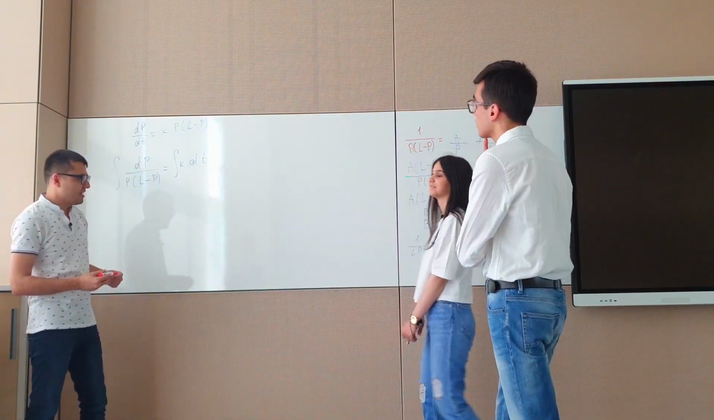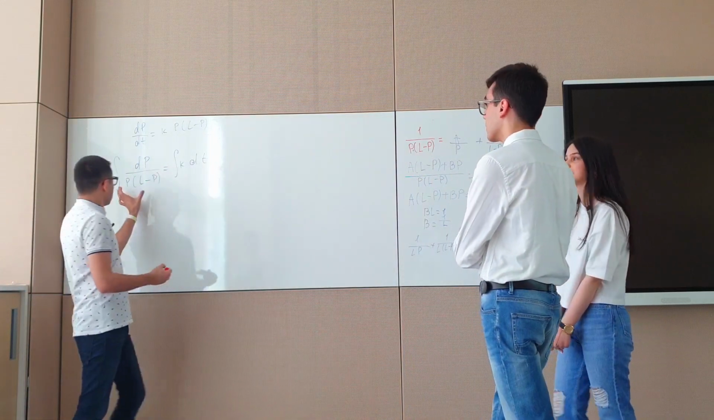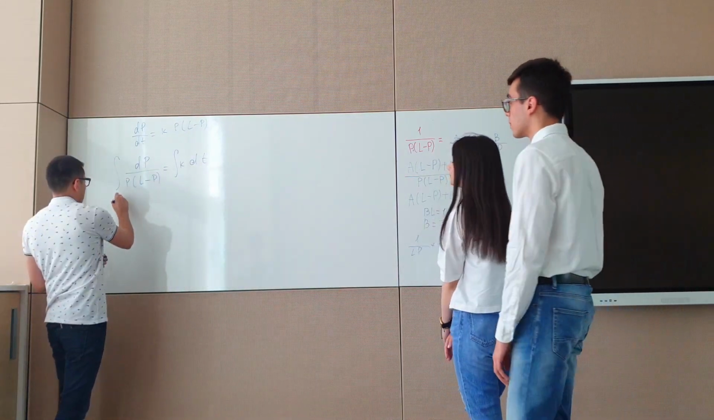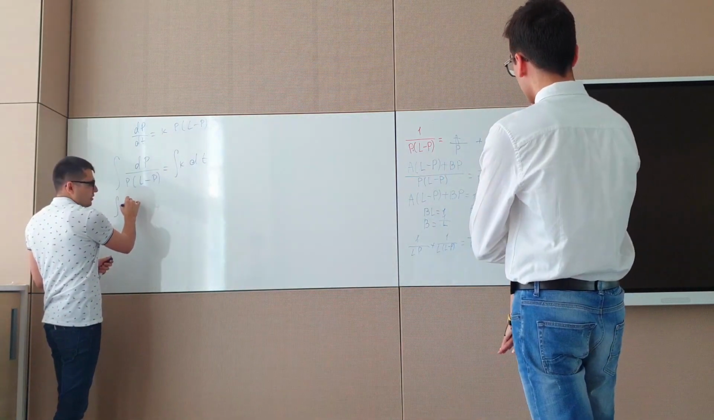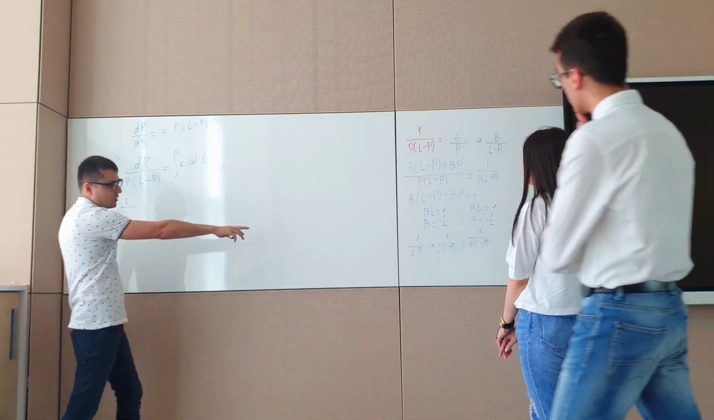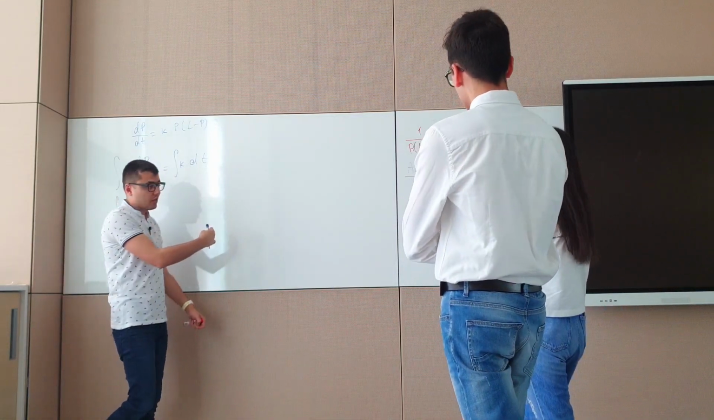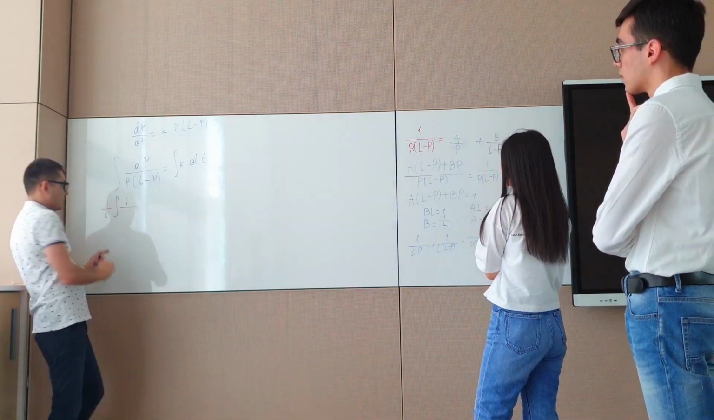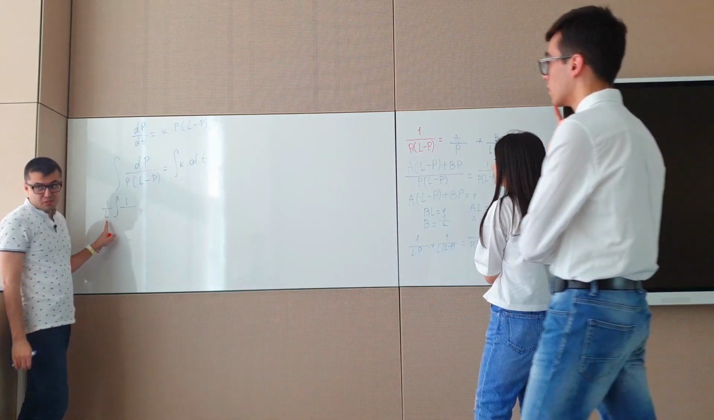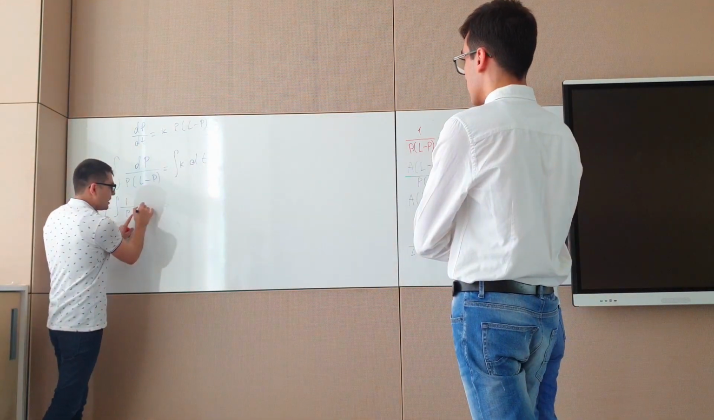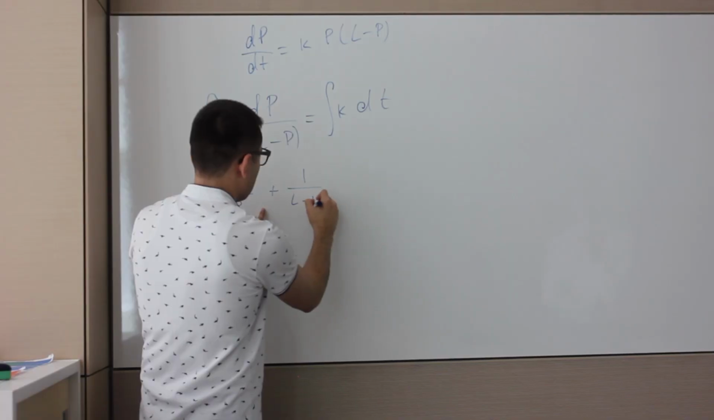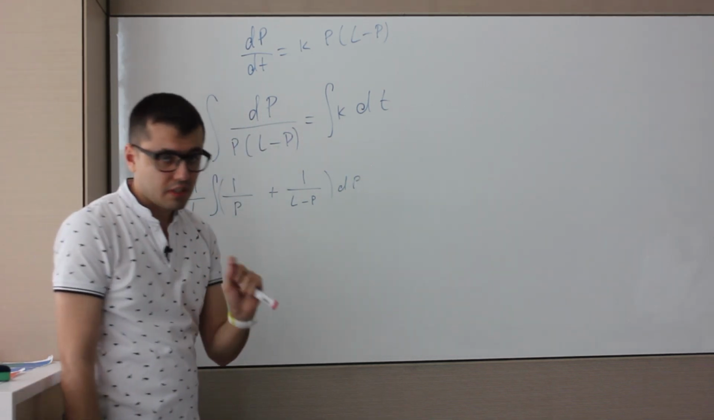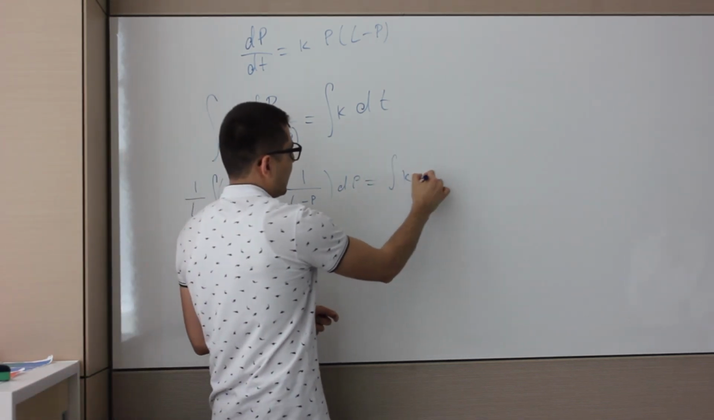I'm going to find the integral. So I know that this part is this part, so I'm going to copy that. So that's an integral of 1 over... Let me take 1 over L out of the brackets. So I'm going to take 1 over L out of the integral even. So here 1 over L. I think it's visible. So here I'll get 1 over P plus 1 over L minus P dP. A very important thing in the integrals. And here I have K dt.